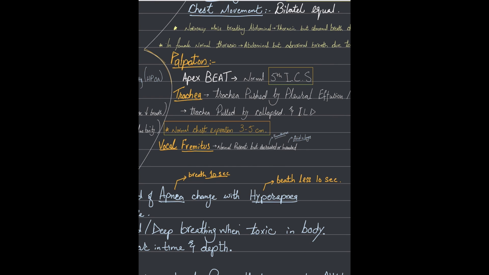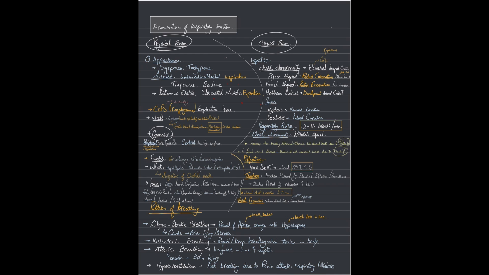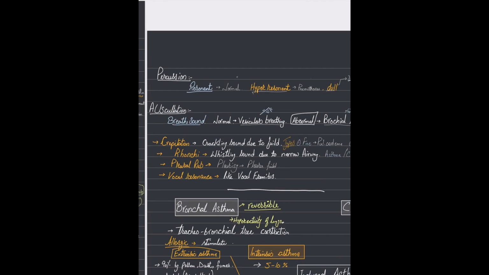Okay, now we see focal fremitus. Normal is present, but it can be decreased or increased. Decreased in pneumothorax and increased due to fluid in the lungs. So this is called palpation. Inspection first, we can see here.